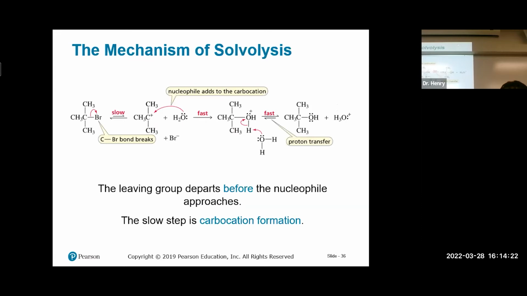So, the mechanism. In this mechanism, we're getting the carbon and the bromine bond being broken. This is going to be a slow process. And then we're going to get water to come in and act as the nucleophile. Water attaching to the carbocation is going to be a fast process.